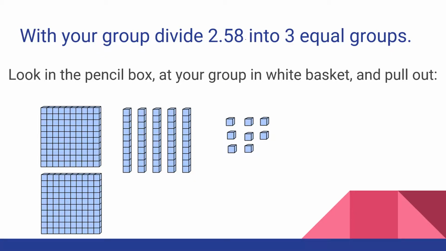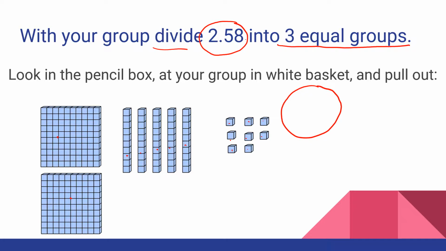So let's look at this problem: 2 whole and 58 hundredths into 3 equal groups. I've got 2 wholes, 5 tens, and 8 hundredths to divide into 3 equal groups. I know how many groups I have. I know I'm dividing, so I'm sharing a set equally among 3 groups. So I will draw myself my 3 equal groups. Okay? I can start off with what I know I can divide into 3 equal groups, or I can just start putting things in groups until it's all gone.